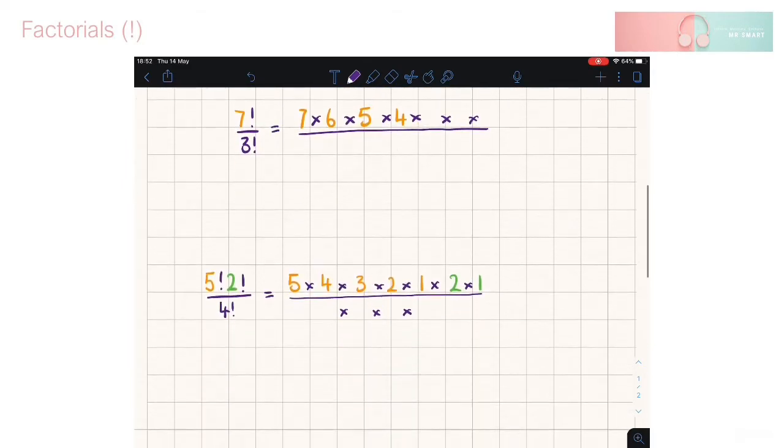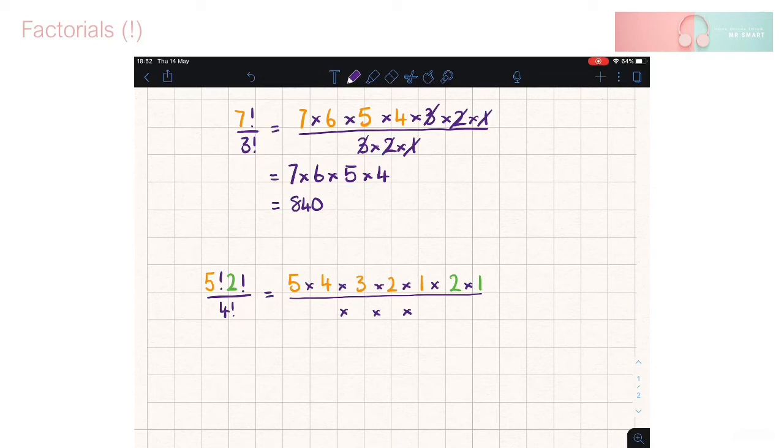So something like 7 factorial divided by 3 factorial is going to be 7 times 6 times 5 times 4 times 3 times 2 times 1. And 3 factorial is 3 times 2 times 1. And hopefully you can see that both the numerator and the denominator in this fraction have the numbers 3, 2 and 1 that we can cancel out. So we're now left with 7 multiplied by 6 multiplied by 5 multiplied by 4, which comes to 840.